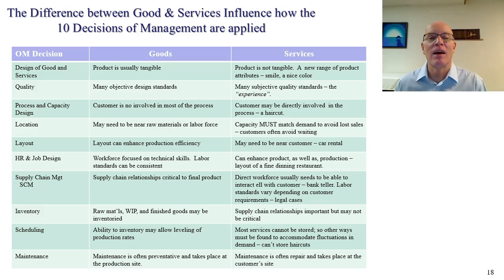So here's some ideas of how those things differ. The design of goods: the product is tangible. Services: the product is not so clear. There's a new range of attributes, a smile, a nice color. I always think about the example of a restaurant, the server who brings your food, takes your orders. Think about the product. What is the product? If you're in a restaurant, the product is a combination of things. It's the food, the environment in the restaurant, the cleanliness, the way the people treat you. And so in many cases, it's not so tangible.